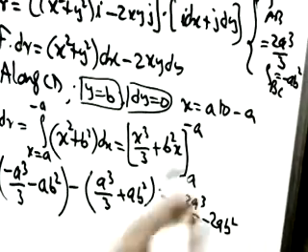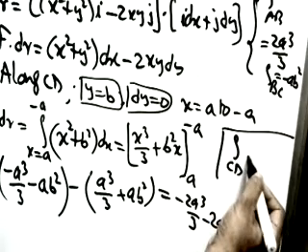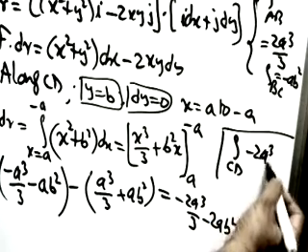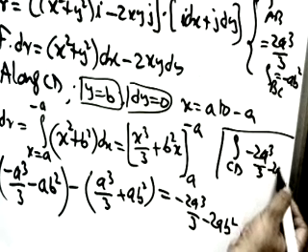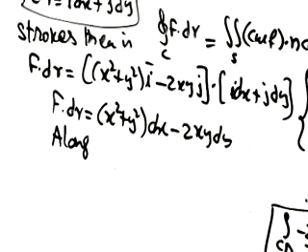So let me write this somewhere in the rough. Okay, so what we are having is the integration along CD is minus 2a cube by 3 minus 2ab square. The last one is left; let me do the last one.